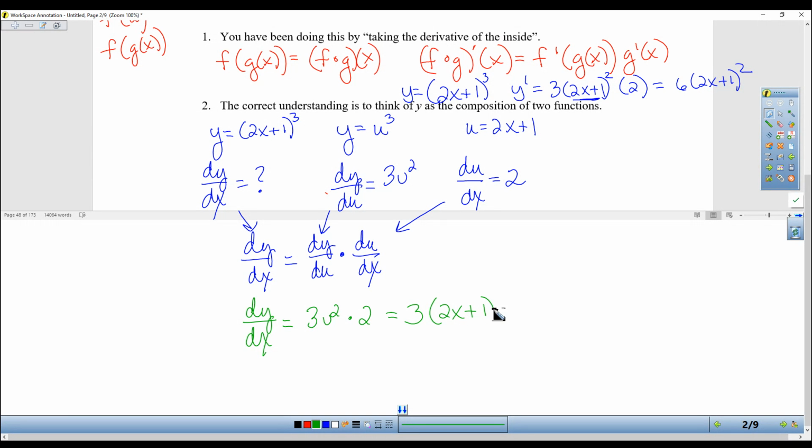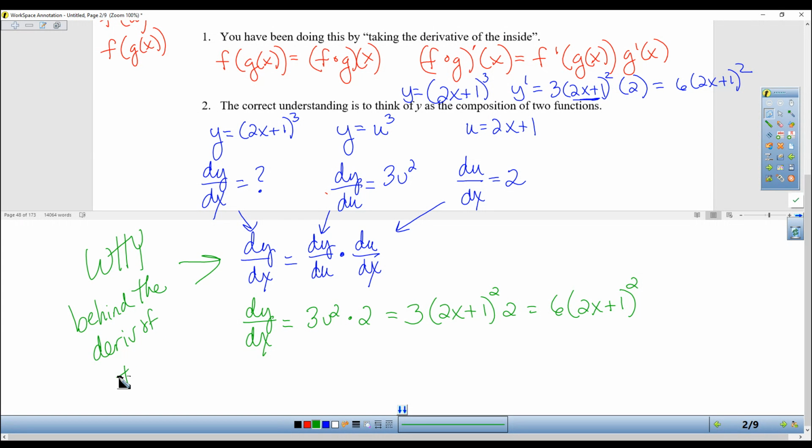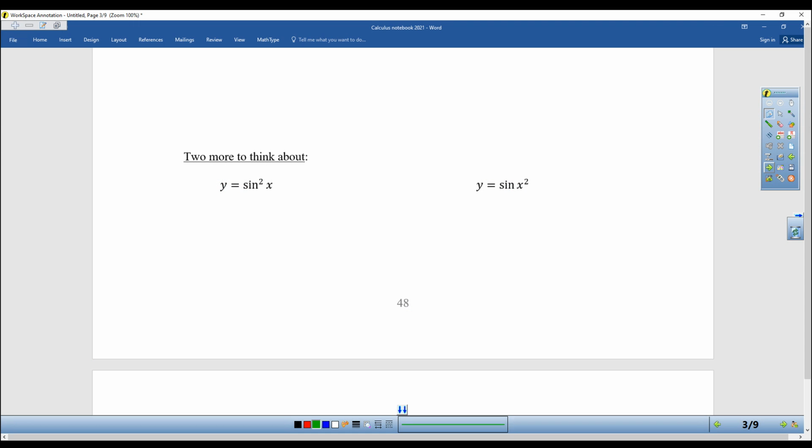You're thinking, who would do it this way? Nobody would do it this way. But hopefully it helps you understand why you take the derivative of the inside. This is the why behind the derivative of the inside. Number 1 is really just a notation issue. I want you to understand the notation of it. All right, I will do one more to help you understand this, and then we'll just do some basic problems.